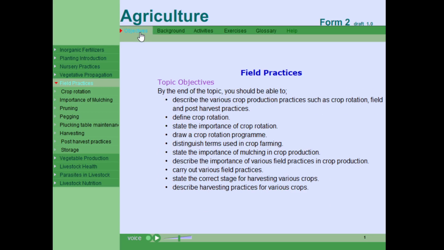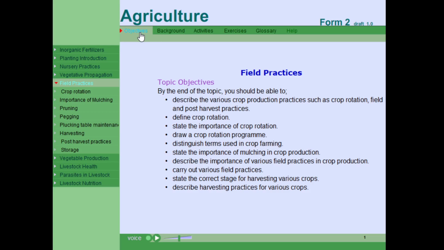By the end of the topic, you should be able to describe the various crop production practices such as crop rotation, field, and post-harvest practices. Define crop rotation. State the importance of crop rotation. Draw a crop rotation program.